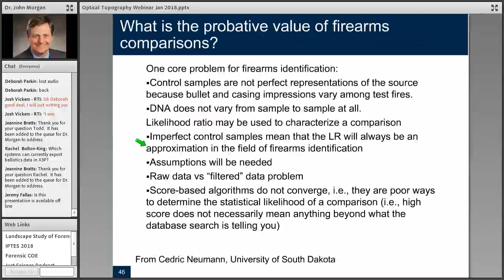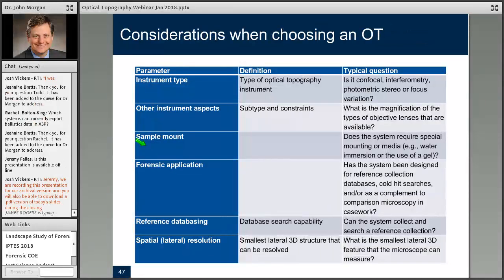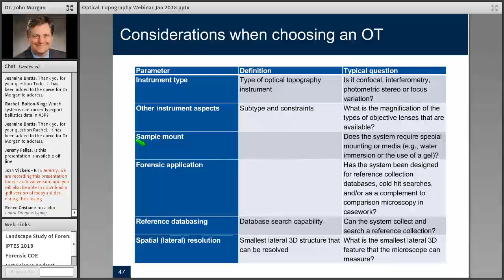So I'm going to just skip over the rest of this. This is a table from the landscape report. This is just one small example; there are actually dozens and dozens of these parameters that the landscape report looks at, and it gives you some sample questions you can ask about different kinds of optical topography instruments.